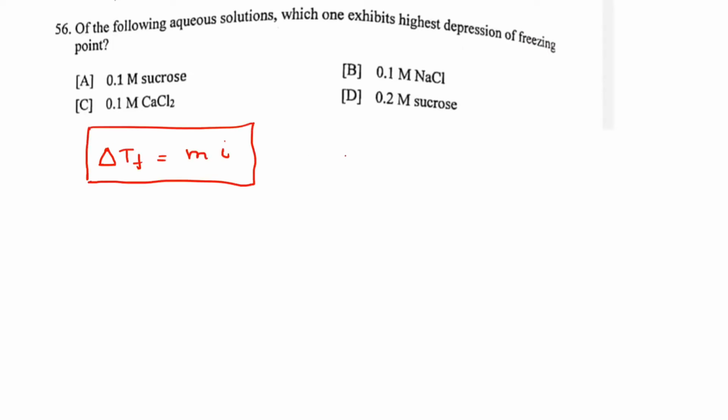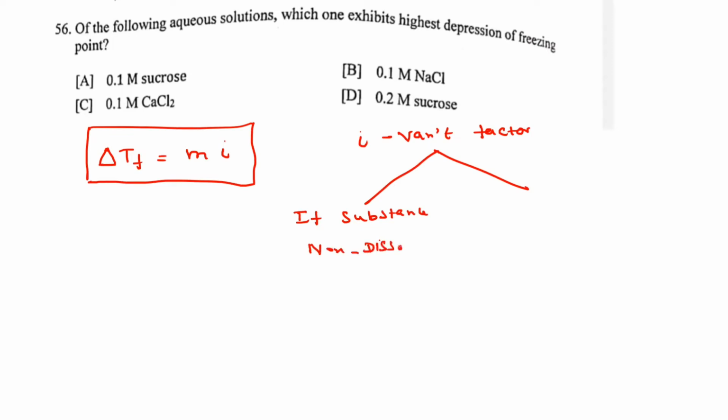Now, what is the tricky for this question? We have to find out i value. Okay, what is i? Nothing but Van't Hoff factor. Please note. How can I find a Van't Hoff factor? Two method. If the substance is non-dissociative, always i value equal to 1. We put 1. If substance undergo dissociation, okay, the i value equals to what? Equal to number of ions.